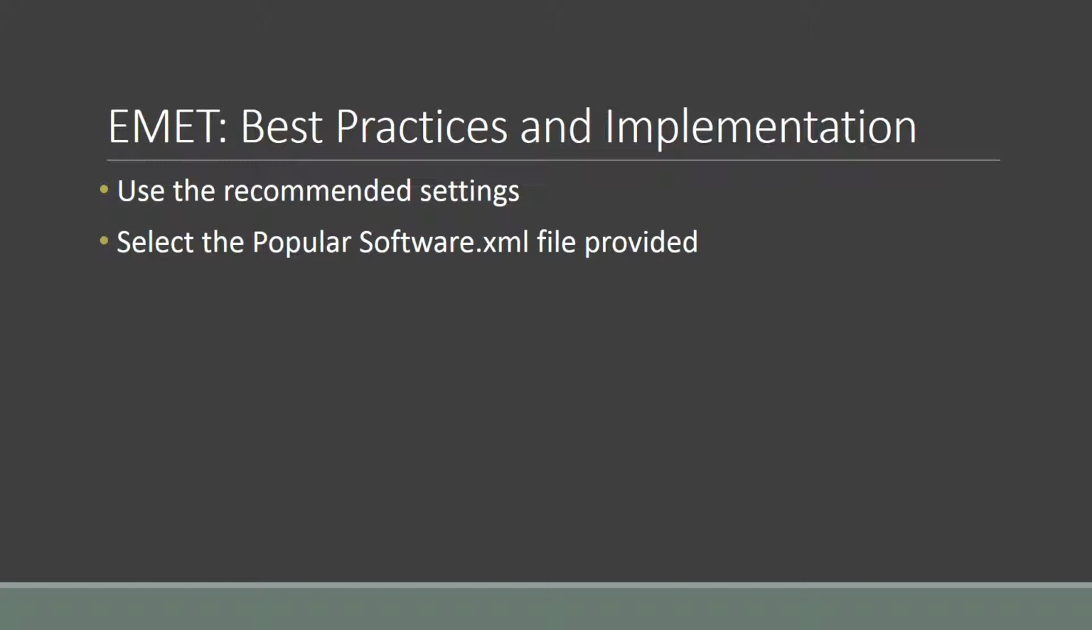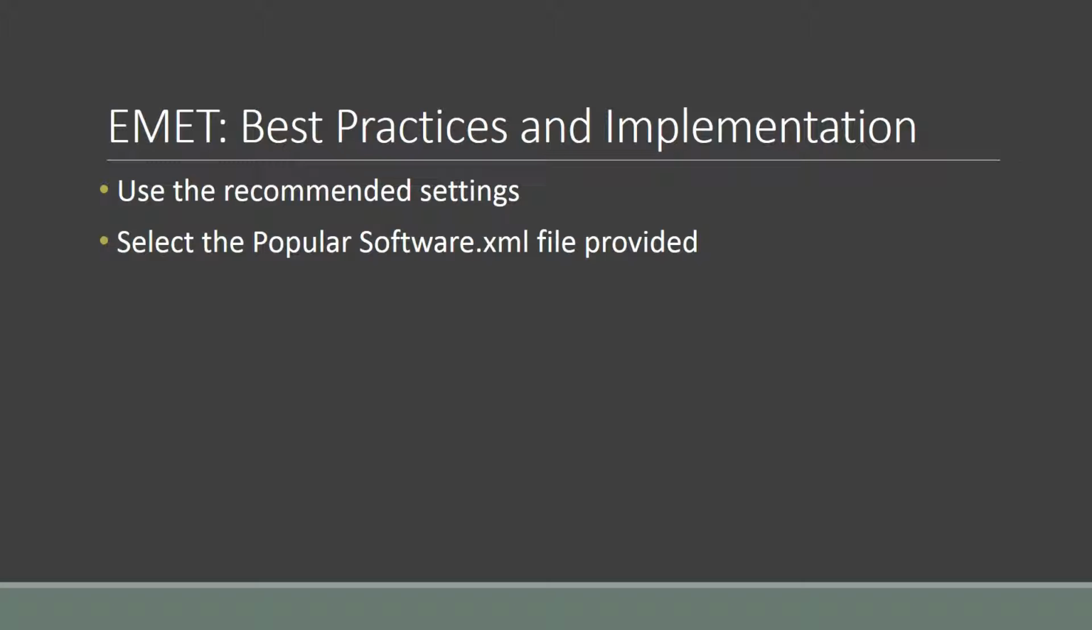Best practice implementation for EMET. Okay, the most important thing you do is make sure that the recommended settings are installed. So first you need to download EMET and install it. Then you select the Use Recommended Settings option, to enable recommended settings to protect commonly exploited programs like Internet Explorer, Microsoft Office, Adobe Reader, and Java plugin.